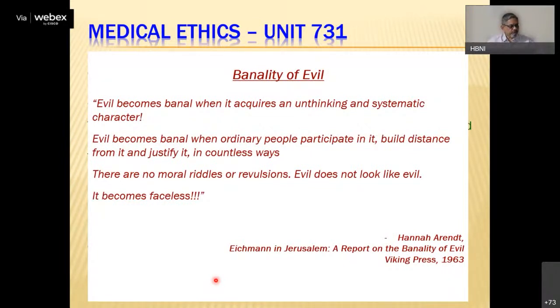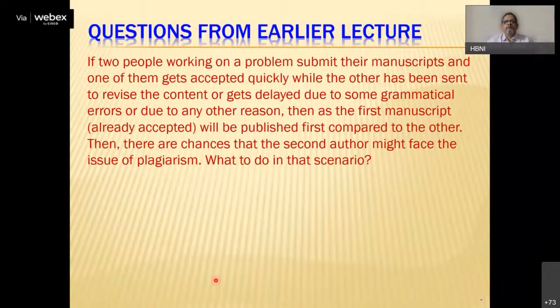Okay, now we move on to the next part. There were two questions from the earlier lectures, which I received after the talk. The first one was: if two people working on a problem submit their manuscripts, and one of them gets accepted quickly while the other is sent to revise the content or gets delayed due to some errors or some other reason, then the first manuscript, which is already accepted, will be published first compared to the other. Then there are chances that the second author might face the issue of plagiarism. What to do in such a scenario?